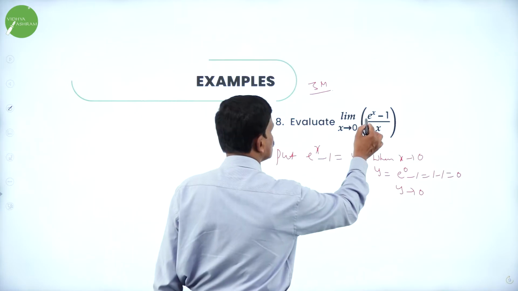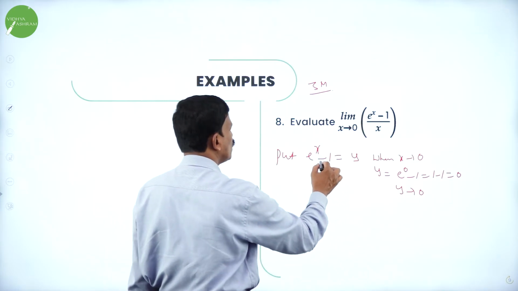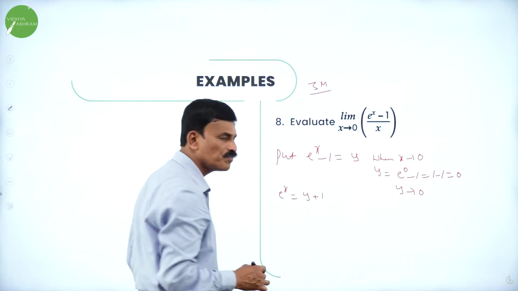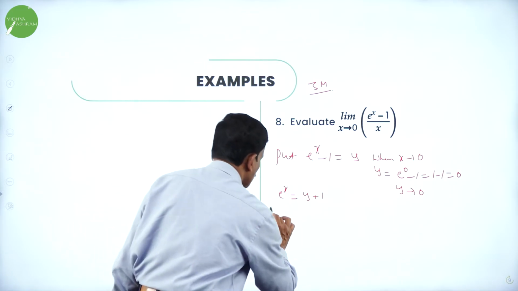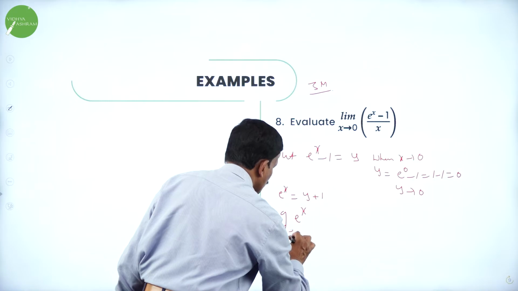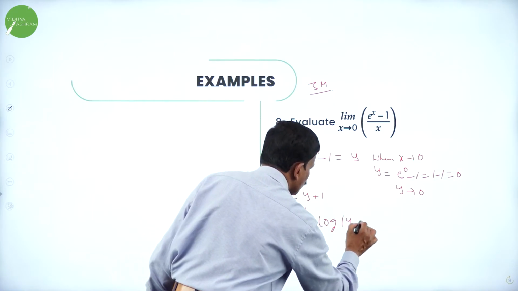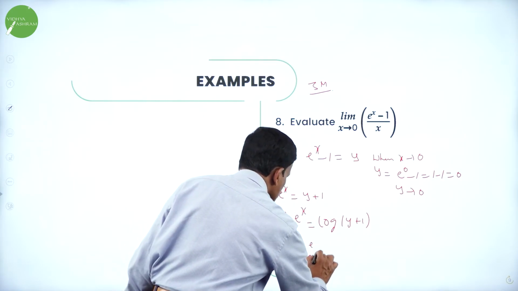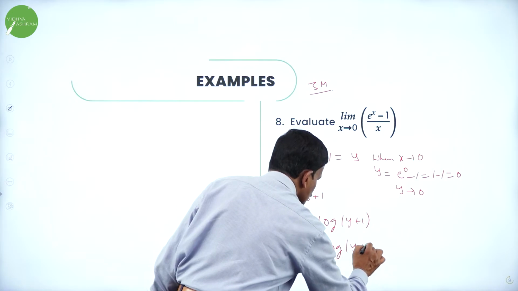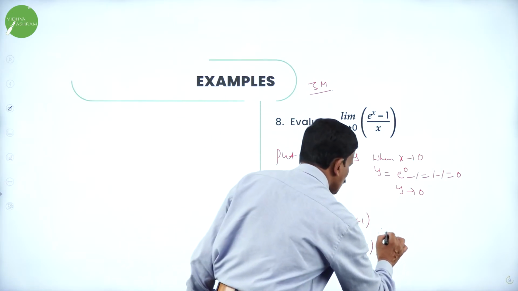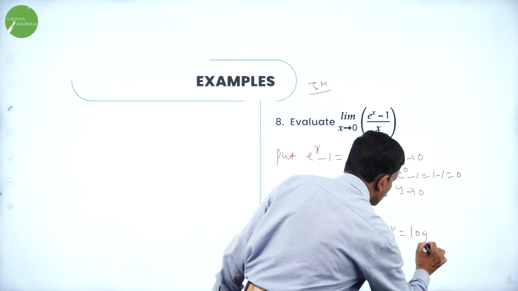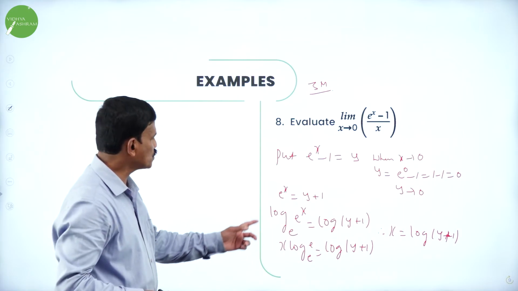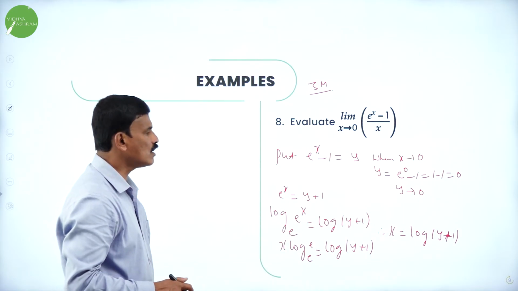Now, what happens? e raised to x minus 1 is equal to y. From this we can write e to the power of x is equal to y plus 1. Get the value of x from this. Taking log on both sides, logarithm of e to the power of x to base e is equal to the logarithm of y plus 1. So, this can also be written as x log e to base e is equal to logarithm of y plus 1. Log e to base e is equal to 1. Therefore, x is equal to logarithm of y plus 1. This is the value. So, just take log on both sides and get the value: x is equal to log of y plus 1.